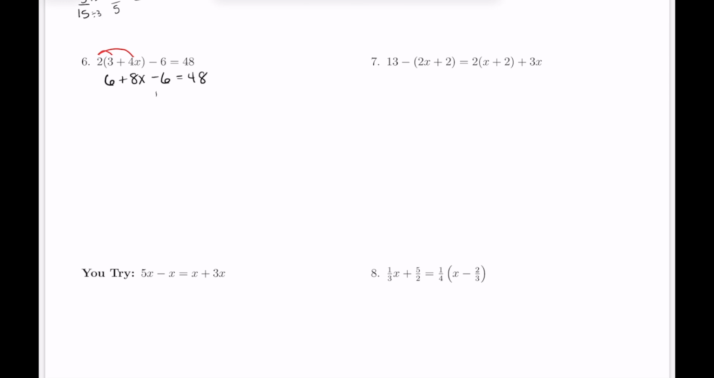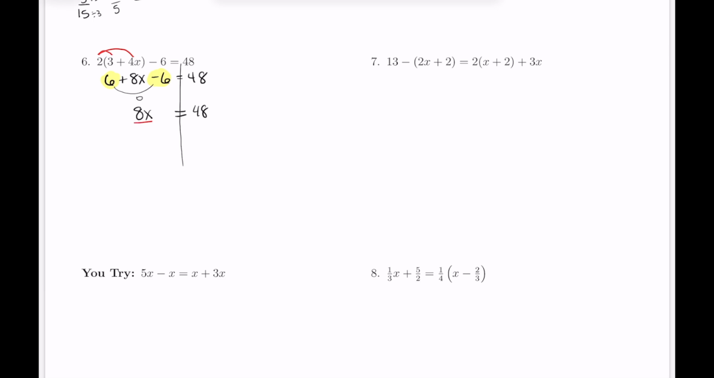So instead, let's just combine the like terms. This 6 and this negative 6 are both on the same side of the equal sign. If you need to, draw a vertical line here so you can identify the two sides of the equal sign. But 6 and negative 6 combine together to be 0. So that just becomes 8x, and the 6 and negative 6 cancel out. Now I have 8x equals 48.